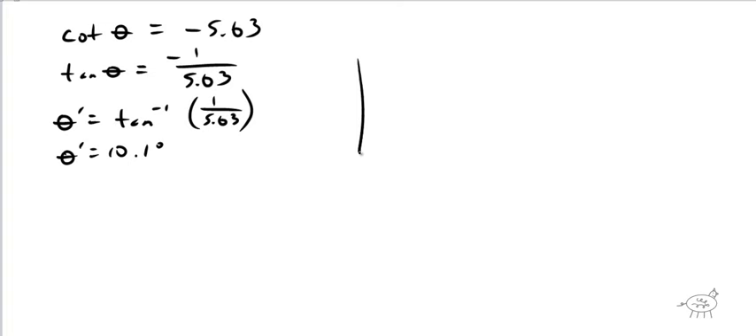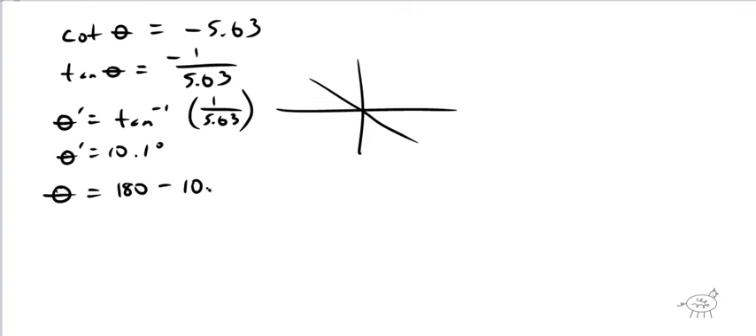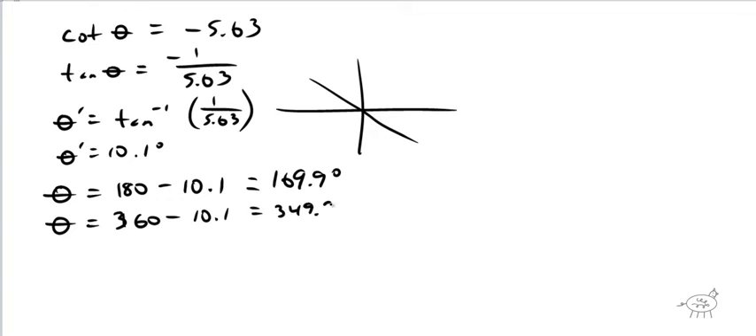And then, of course, where is tangent negative? It's negative in these two quadrants right here. So we're going to say theta is equal to 180 minus 10.1, and theta is equal to 360 minus 10.1. So your two answers come out to be 169.9 degrees and 349.9 degrees. Okay, so that's it for just using the basic calculator.